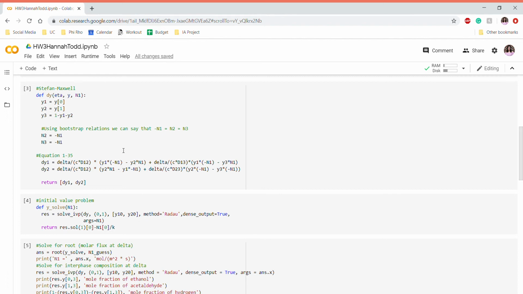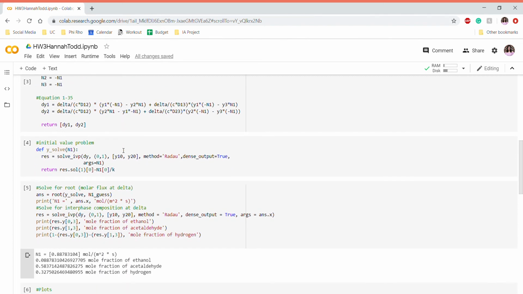The next section of code goes through our initial value problem to find y solve, which is a differential equation, and uses our dy1 and dy2 equations as we stated above, and is called upon as just dy. This will give us our mole fractions with respect to our molar flux from 0 to 1, with initial values of y1 naught and y2 naught. The method and dense output just means that it will be solved continuously between our 2 points that we gave, 0 and 1.